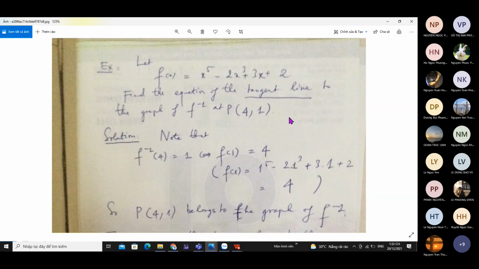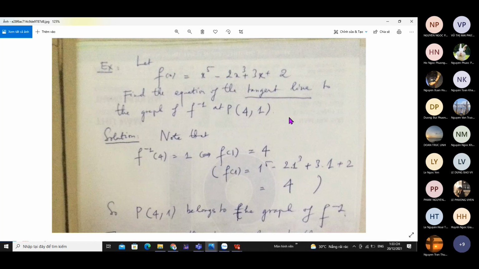Okay, now look. Once again, here you have got a polynomial. And now the question here is: find the equation of the tangent line to the graph of f inverse at the point (4, 1). The tangent line to the graph of f inverse, not f, okay? To the graph of f inverse at the point (4, 1).